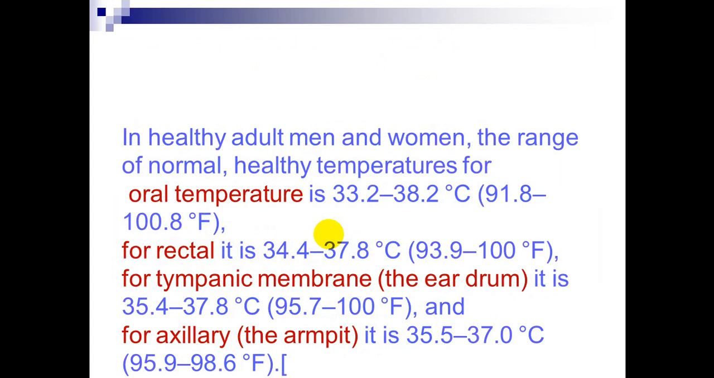In healthy adult men and women, the range of normal temperature is between 33 to 38.2. For rectal, it is 34 to 37.8. For tympanic, 35 to 37.8. Axillary, 35 to 37. What is the best site to measure temperature? Definitely it is the rectal.